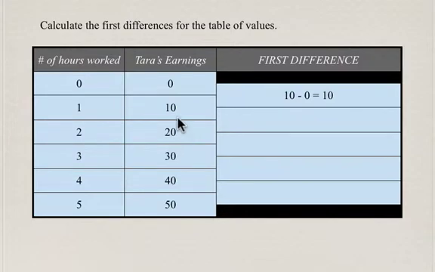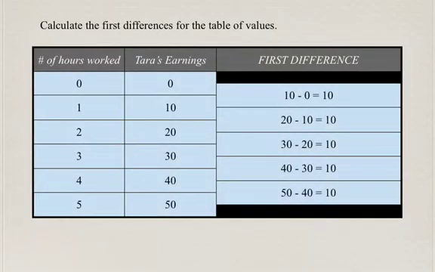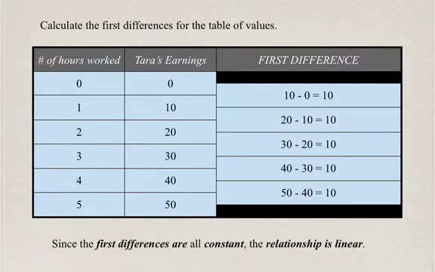Next one is 20 minus 10, which is also 10. Next one is 30 minus 20, which is also 10. Next one is 40 minus 30, which is also 10. And last one is 50 minus 40, which is 10 as well. And note that in each case, we're going up by 1, increasing the value of the independent variable by 1. So that's what we mean by first difference. And here, since all first differences are constant, then the relationship is a linear one.